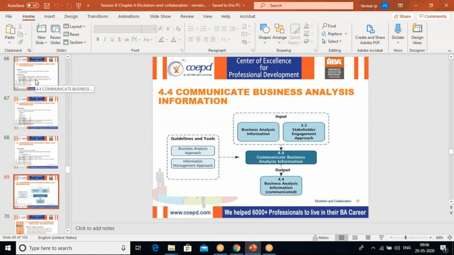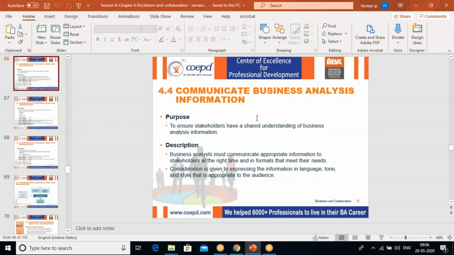Now let us see the purpose of it. The purpose of business analysis information communication is to ensure that stakeholders have a shared understanding of business analysis information. That means everyone should have the same clarity and idea. For that reason we have it. Now, how are we going to make this communication happen? First of all, we have to understand the right information to the right stakeholder at the right time. The 3R. Please write down the 3R.